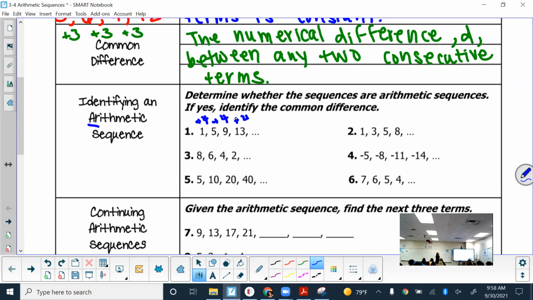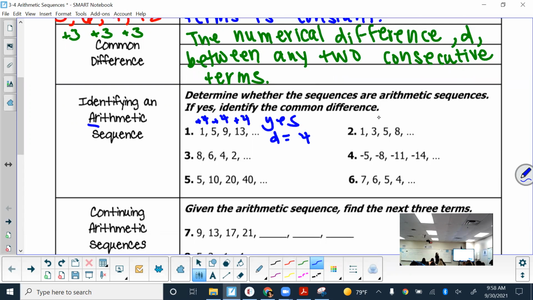All right, it's kind of like when we did the tables. We found what it was changing by each time. So is this one an arithmetic sequence? Yes, because the common difference is consistent throughout the whole thing. What would the common difference for this one be? 4. Questions about that?